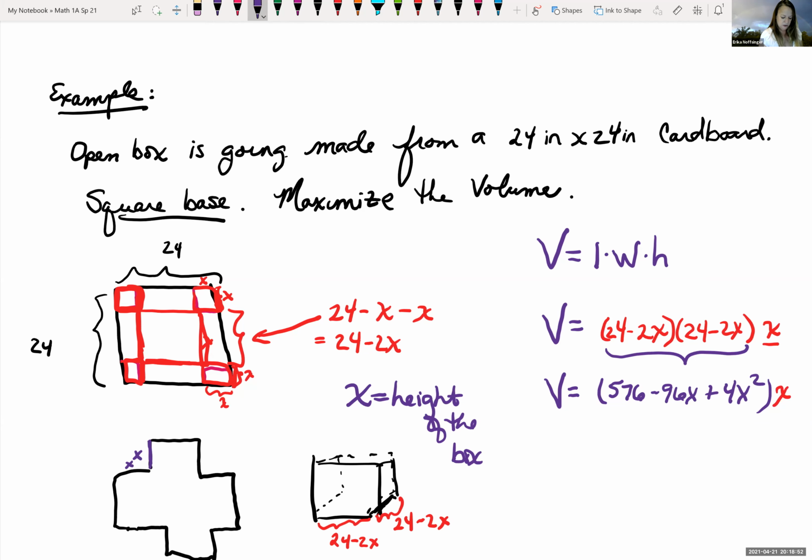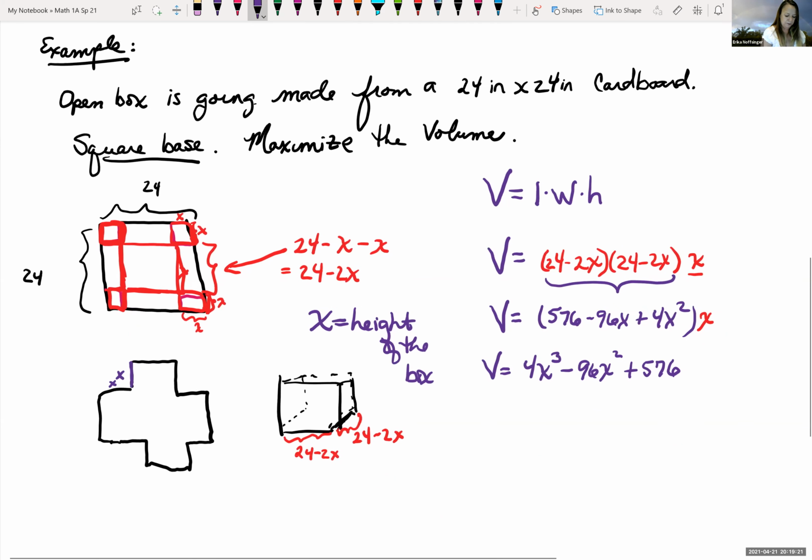So let's distribute that x so we get the volume. And I'm just going to rewrite mine in descending order of powers. It doesn't matter, but I'm going to. So 4x squared times x, we have 4x cubed, minus 96x times x, so 96x squared, plus 576. Okay, so let's maximize this or find the maximum that x has to be in our dimensions of the box and the maximum volume. So we're taking the derivative, we're finding our critical numbers.